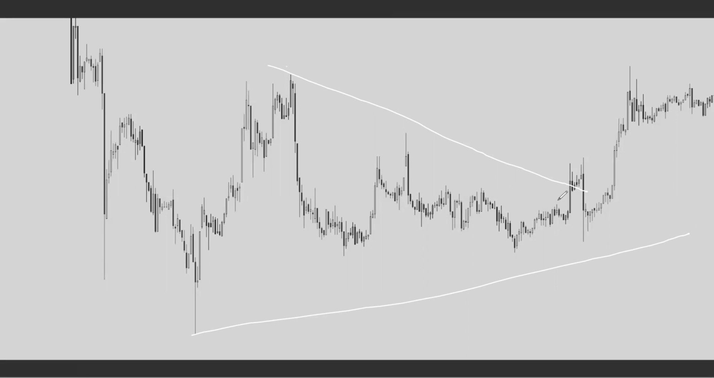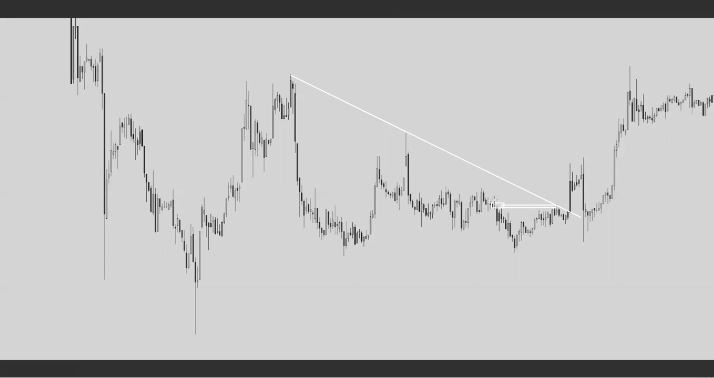And lo and behold, price breaks out. Let me draw this a bit clearer. Okay, that's better. Lo and behold, price breaks out because, well, this area is totally compressed. Okay, see, that's a test of that. That's a test of that.